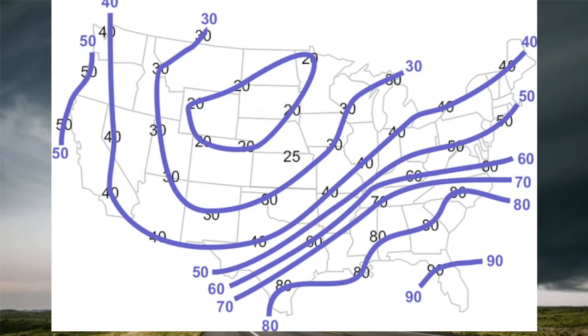And here you can see there's a 40 degree line, goes from Seattle, Washington, all the way up through Maine. So along this line, all the temperatures are the same. Same with Florida down here at 90 degrees. We have 80 degree isotherm all the way up through 20 degree isotherm. So it's definitely pretty interesting just to take a look at that.